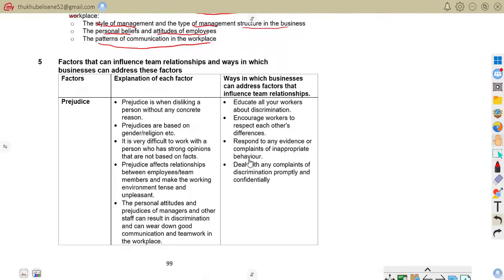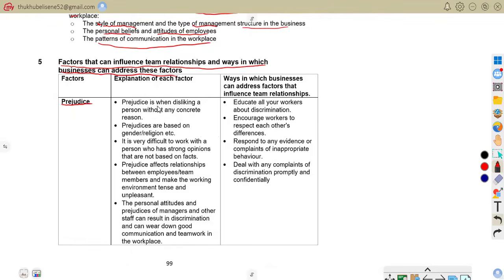Let us move on. So now we are on factors that can influence team relationships and ways in which business can address these factors. Factors that can influence team relationship. So we are first going to talk about prejudice. Like we have talked about prejudice in the beginning, so we are now on it.